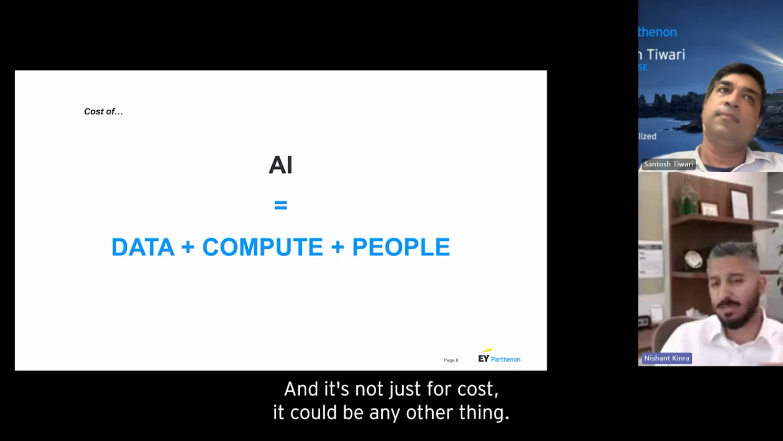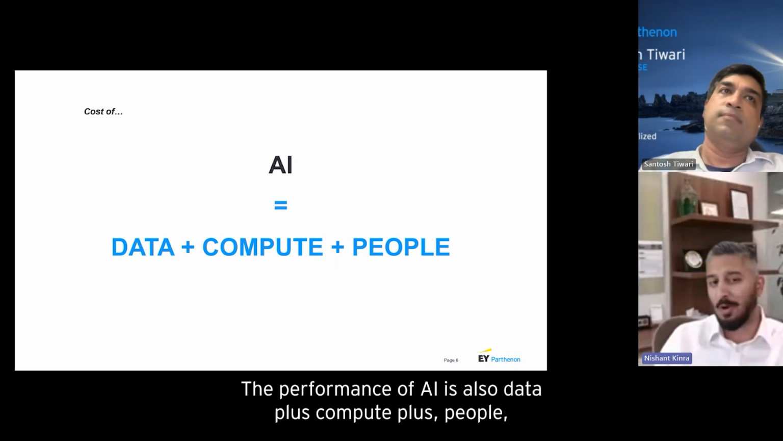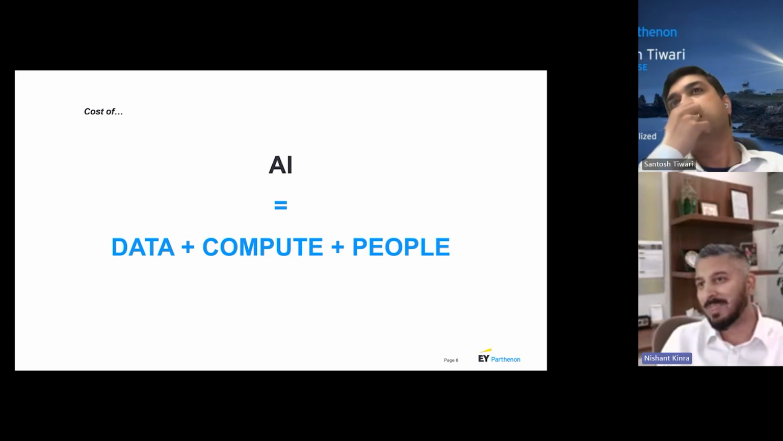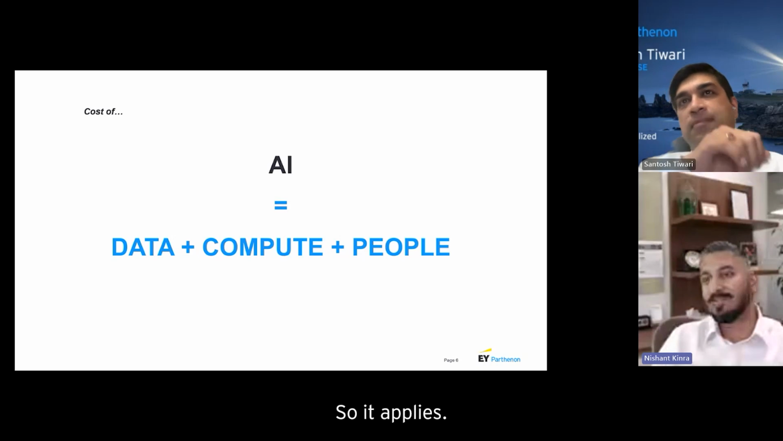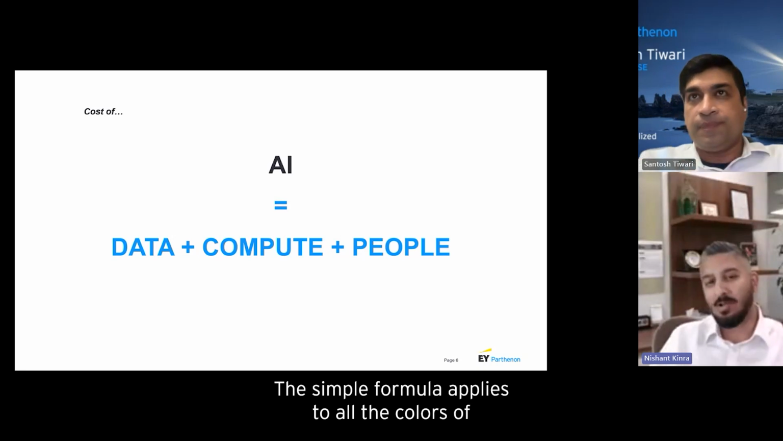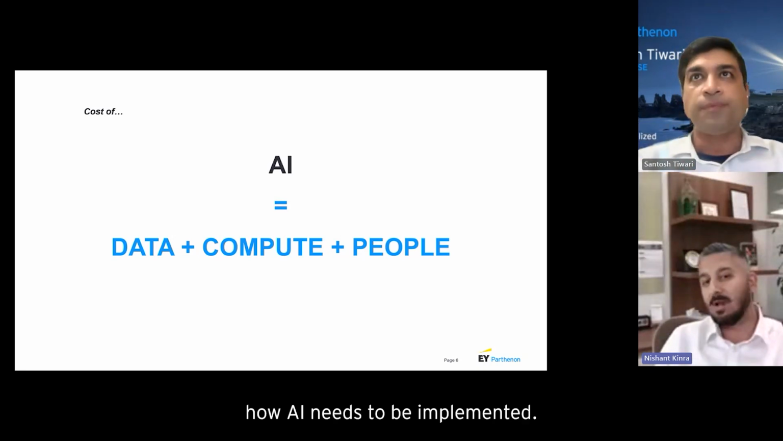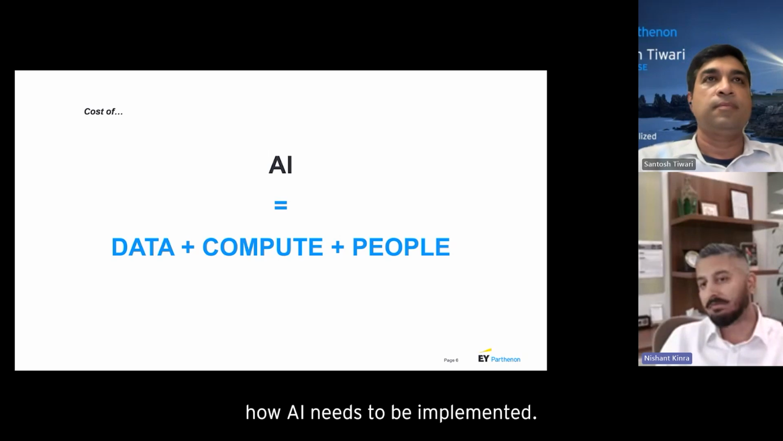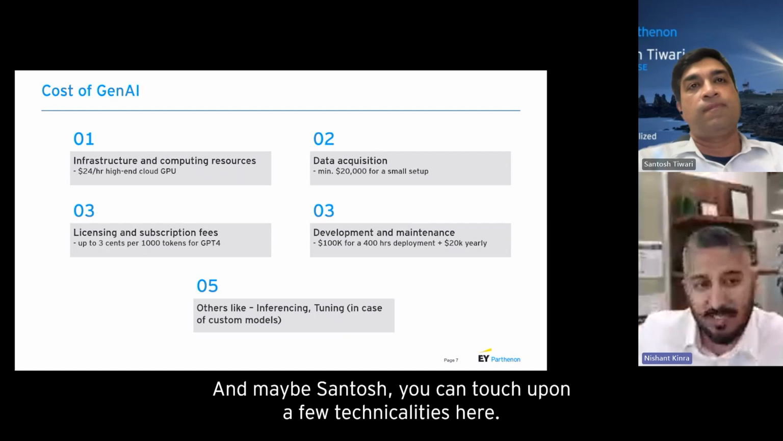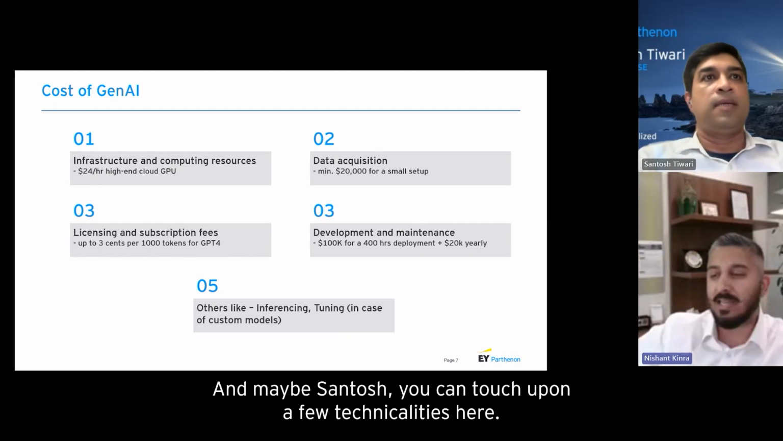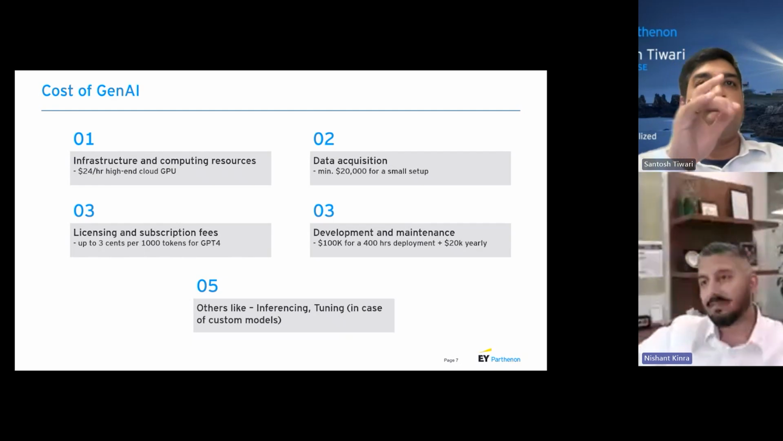And it's not just for cost. It could be any other thing. The performance of AI is also data plus compute plus people. How good is your data? How good is your compute? How good are your people? So the simple formula applies to all the colors of how AI needs to be implemented. And then there are various depths to it. Maybe Santosh, you can touch upon a few technicalities here.